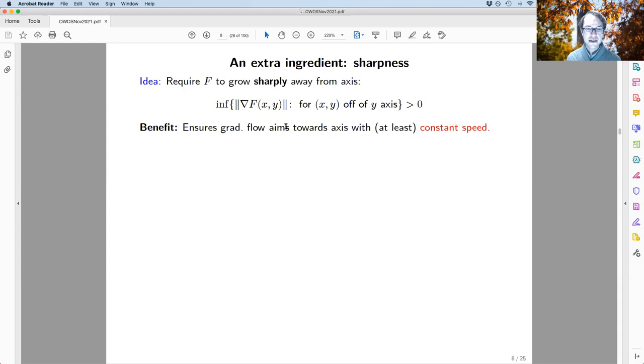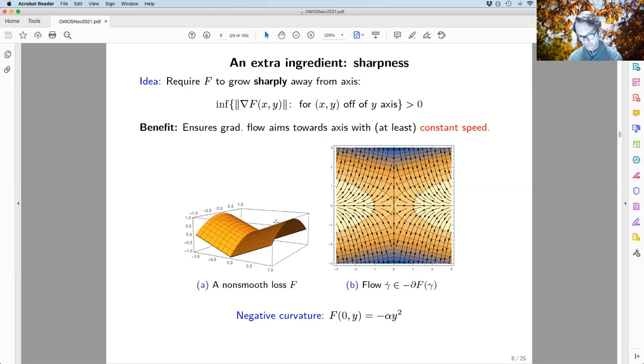And a more analytic way of thinking about it is that the subgradient or the gradient flow that we're looking at has constant speed, or at least constant speed as you approach the axis. And so that would be signified by saying that its velocity, which is the norm of the gradient, is bounded below, right, off the axis. And so this property will ensure that the gradient flow actually aims towards the axis with constant speed. And it leads to a structure that looks like what I'm plotting here, where you have this very sharp structure and then a negative curvature along the y-axis. And as you can see, the lines of the flow are all constant size. As we approach the axis, we benefit from that negative curvature and we get pushed off to infinity. And we don't converge to the obvious saddle sitting at the origin here.